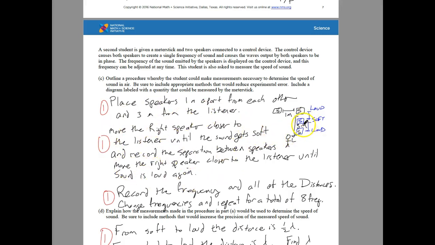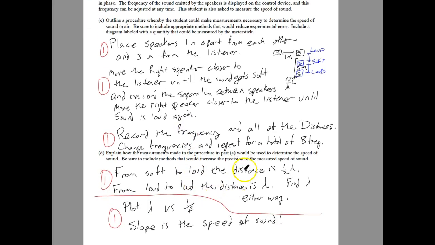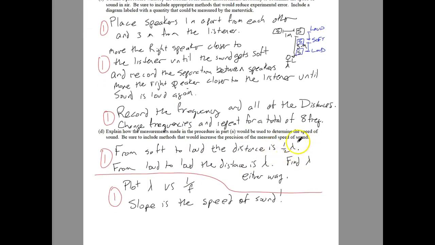Then you'll do it again. You'll put the speakers back. We'll find a new frequency. So we'll change the frequency, and then we'll move it until it gets soft and then gets loud again. You'll see that the positions are a little bit different. From the soft to the loud distance is actually 1/2 wavelength. So from here to here, this is 1/2 of a wavelength. From loud to loud, this distance is going to be 1 wavelength. You can find that wavelength either way, so you just have to describe it.